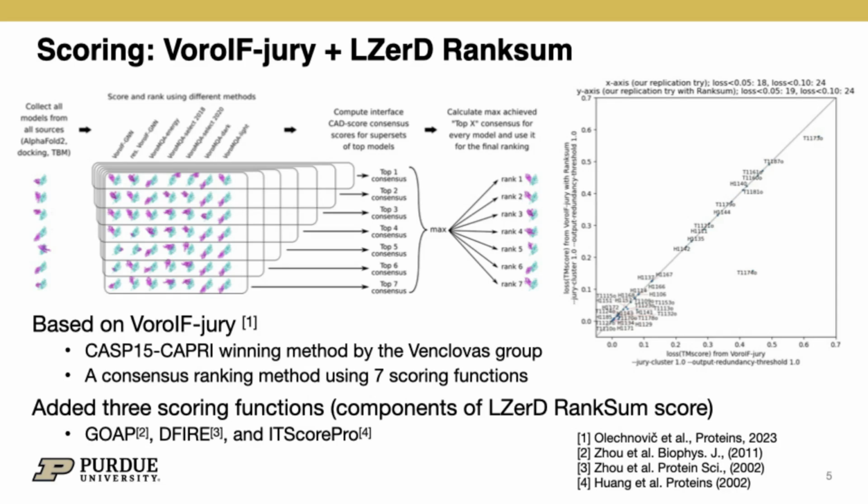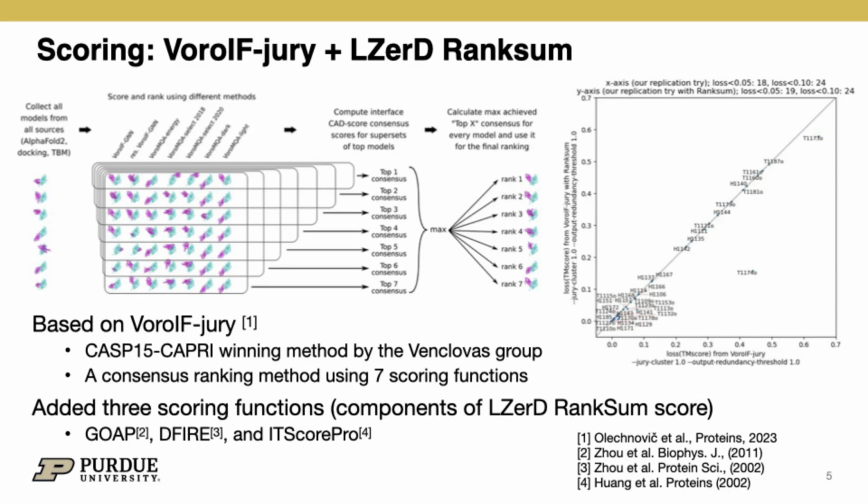But to add some difference, we added 3 scoring functions, GOP, DeFi, and IT-Score Pro. IT-Score Pro is by Xiaoqin Zhou. These are on top of those 7 scoring functions already implemented in IF jury. So these scores are coming from Lizard rank sum score. We have been using our rank sum. This is a consensus type of score.